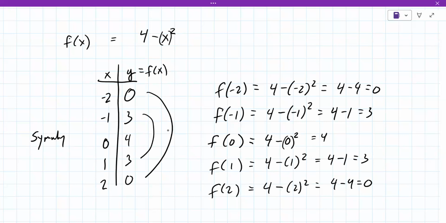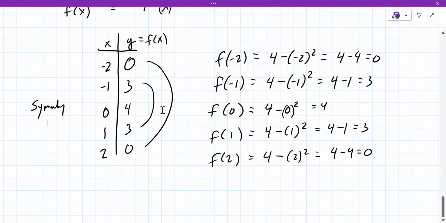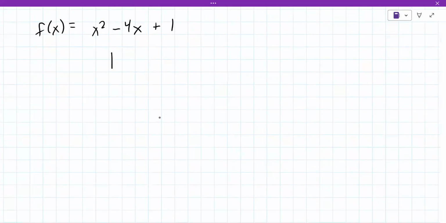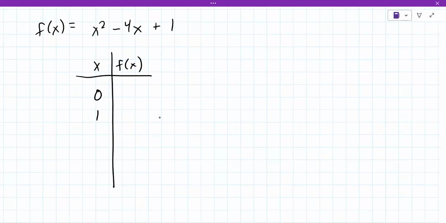Okay. Let me have you try one here. Let's say it's x squared minus 4x plus 1. That's your function here. I want you to fill in this table. All right, so here we go. 0, 1, 2, 3, 4. All right. So I want you to fill in this table for me, please.